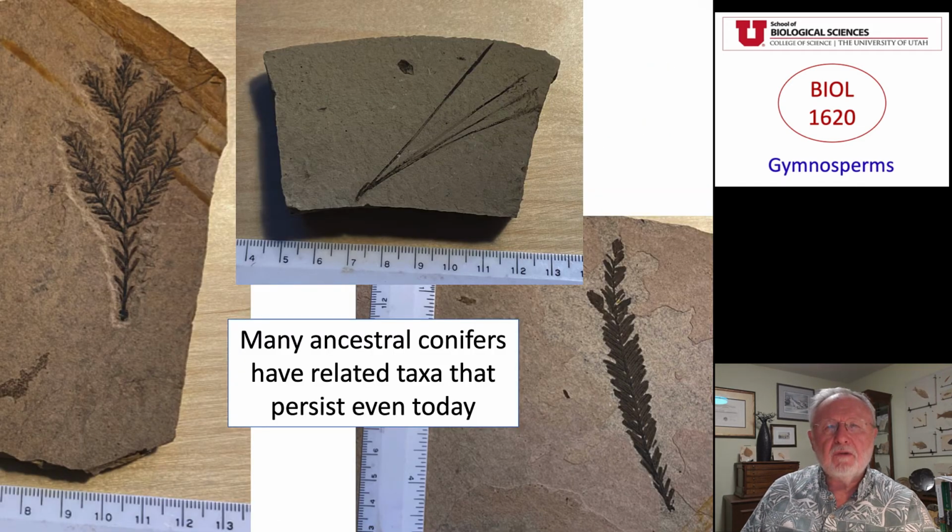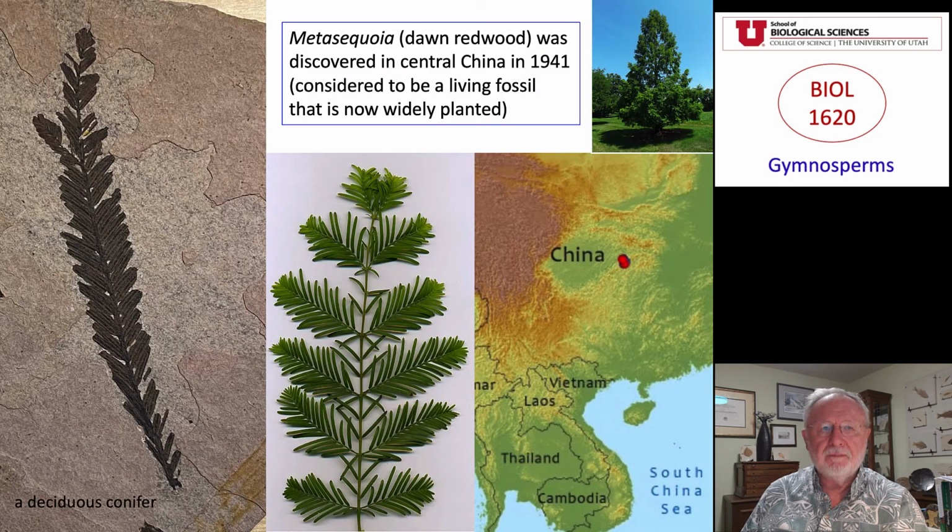A large number of other plants have been preserved. Some are still extant, others have gone extinct. These are some of the additional fossils that I have in my collection. We have trees that look like redwoods. We have fossils, we have needles that look like redwoods. We have needles that look like pine trees. Many of the ancestral conifers that emerged 300 million years ago have persisted through to today.